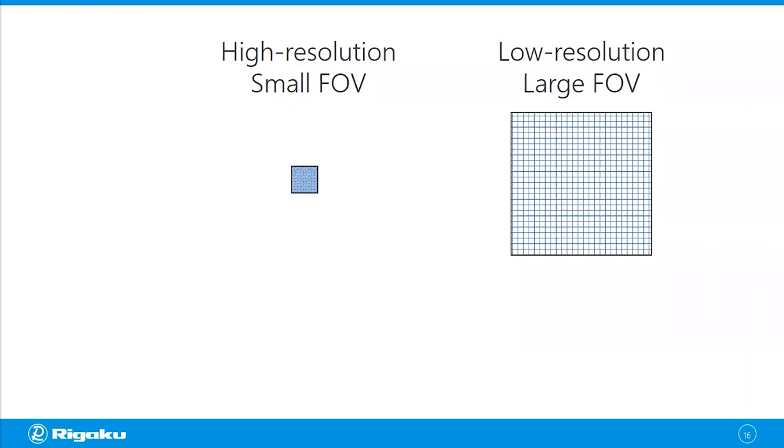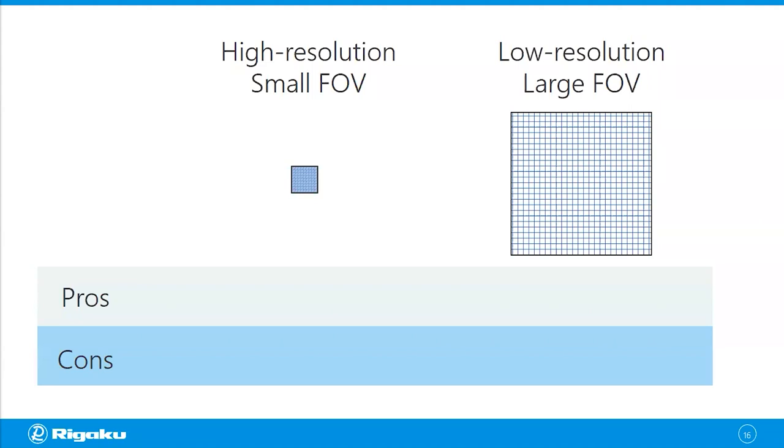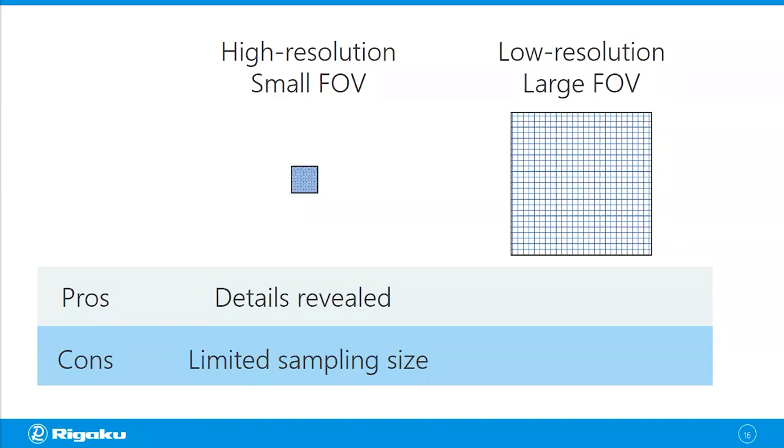Those two sets of settings have their own pros and cons. If you use high resolution and small field of view settings, then you can reveal a lot of details, but your sampling size would be limited. If you use low resolution, large field of view settings, then now you have a large sampling size, but the details might be lost. When you look at this table, you might wonder, why not always use a high resolution?